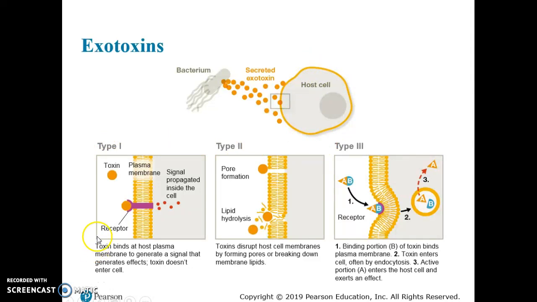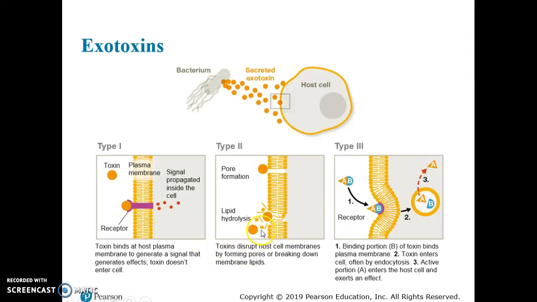Here is the membrane-associated toxin, where there's a receptor that the toxin interacts with, and then there is a signal that is propagated inside the cell because of the transmembrane domain of that receptor. The toxin doesn't actually enter the cell, but the signal does, and then this cell is going to do something based on this signaling event.